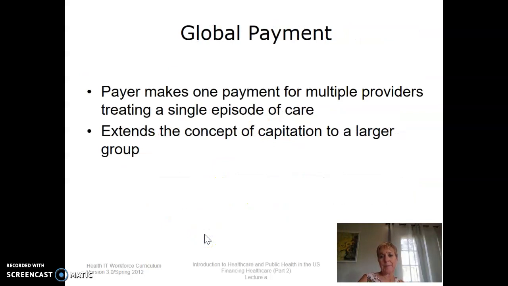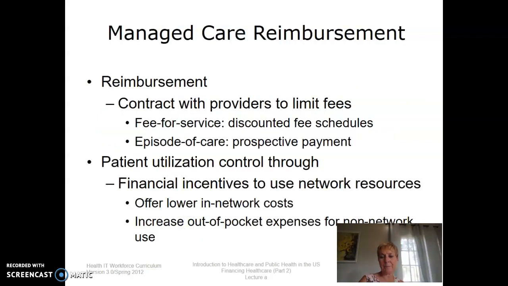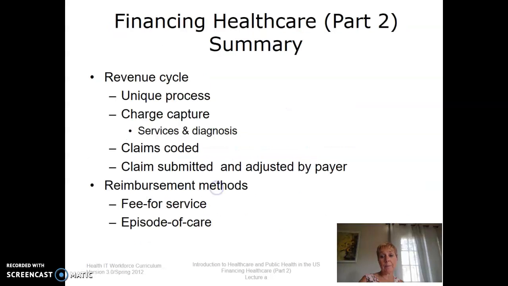A global payment is when a payer makes one payment for multiple providers treating a single episode of care. And in a larger group, it's similar to capitation. Managed care reimbursement, under that, you get a contract with providers to limit fees, so you can have a fee for service or an episode of care again. They look at patient utilization control, and they do this by offering financial incentives for patients to use the network resources, because you can get lower cost in network, and if they go out of network, they're going to pay more.